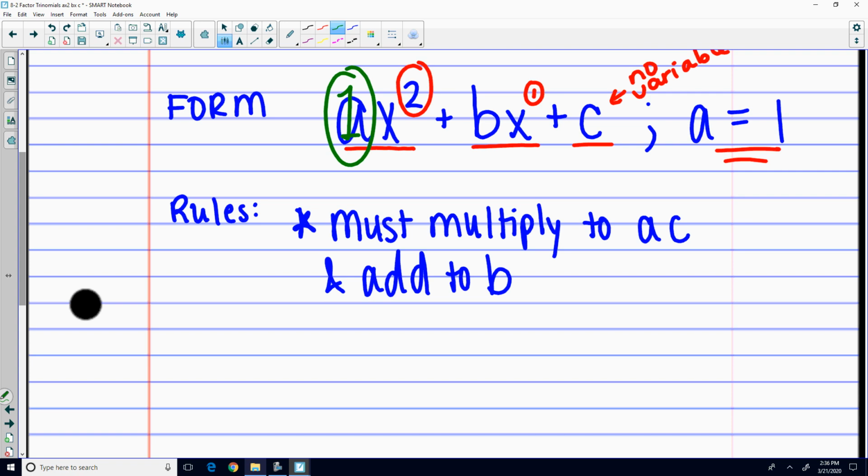So let me get rid of that 1 I wrote on there. So it has to multiply to whatever A times C is, and we would multiply those two together, and then the numbers that you multiply also have to add to the number that's in the B position. It sounds complicated. Hopefully this all makes sense. All right, here we go.